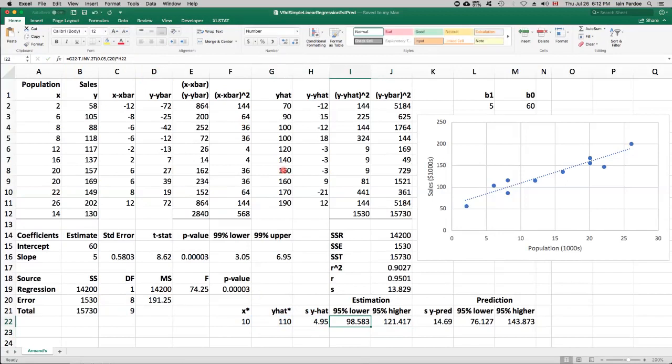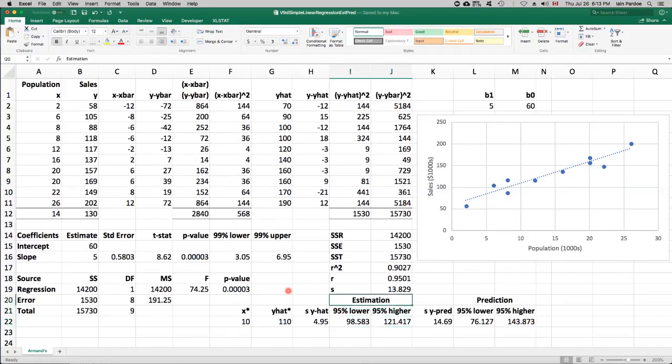So we're 95% confident that the average quarterly sales for restaurants that are located with student populations of 10,000 is between $98,583 and $121,417.